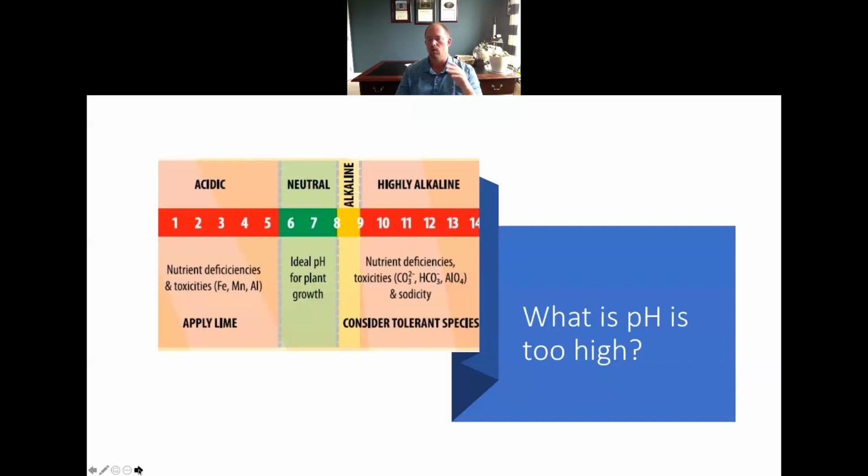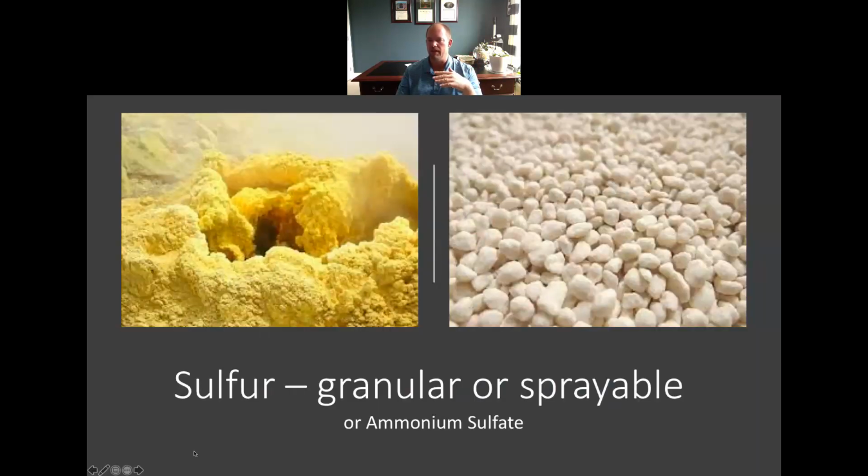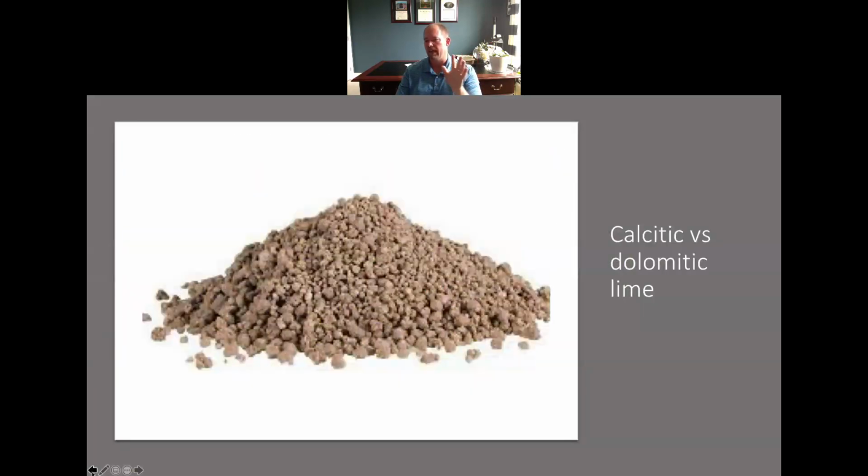which can help the grass as well as a secondary macronutrient. But what if the pH is too high? What do we do if the pH is too high? We're going to want to come in and do sulfur.